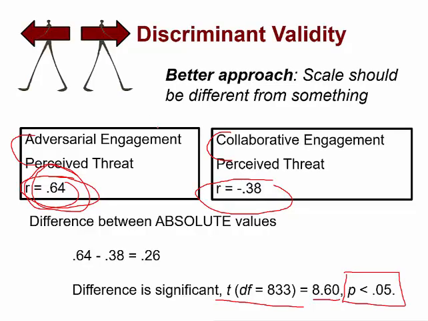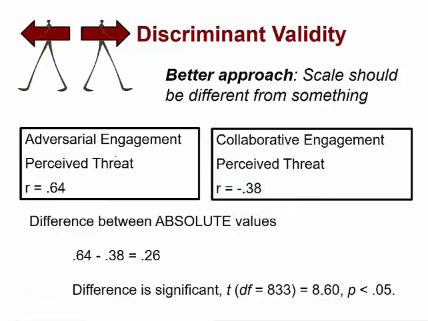Here's the slide when I talked about discriminant validity. So we're looking at how we could say that perceived threat is the common outcome. That'll be variable 1, perceived threat. And then if I have adversarial engagement as one of my predictors, I'll call that 2. And collaborative engagement is another one of my predictors, so I'll call that 3.